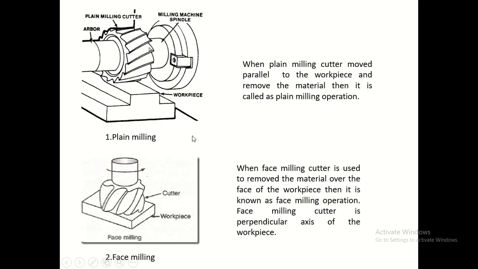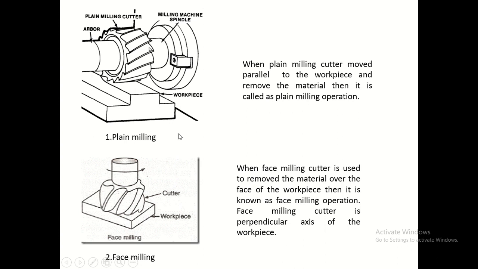Now we see the different types of milling operation. First is the plain milling operation. Why is it called a plain milling operation? This is the plain milling cutter, which is held on the arbor. This is the arbor, and the arbor is connected to the spindle and the spindle is connected to the motor. That's why the spindle gets rotated because of the motor.